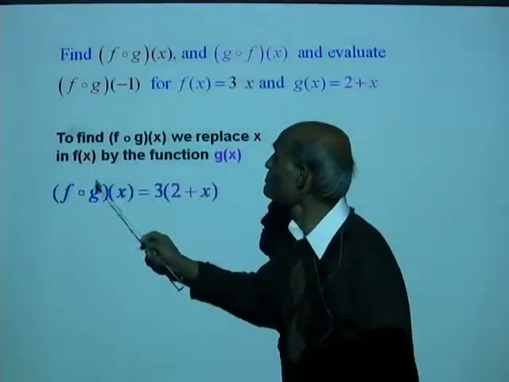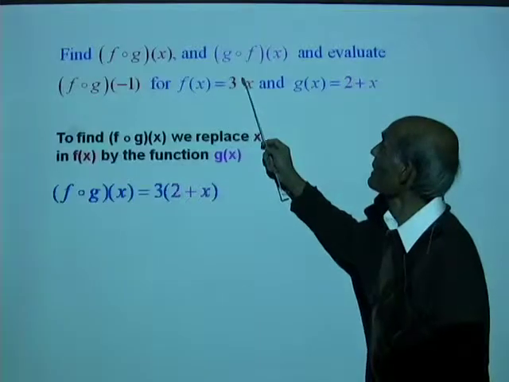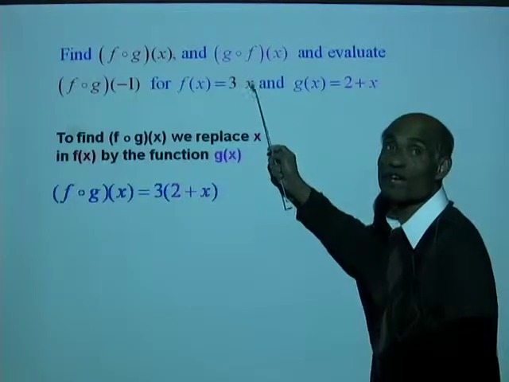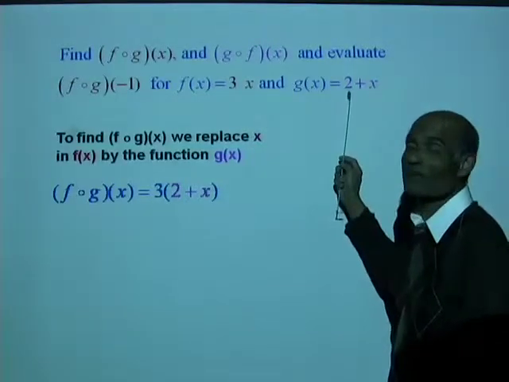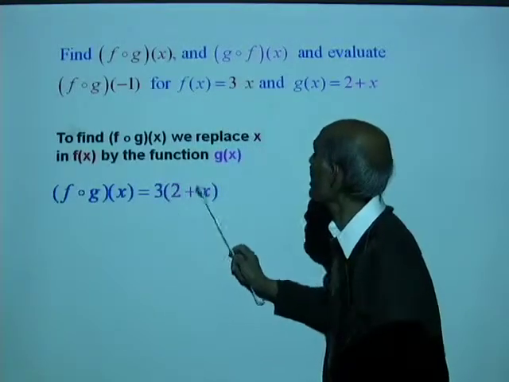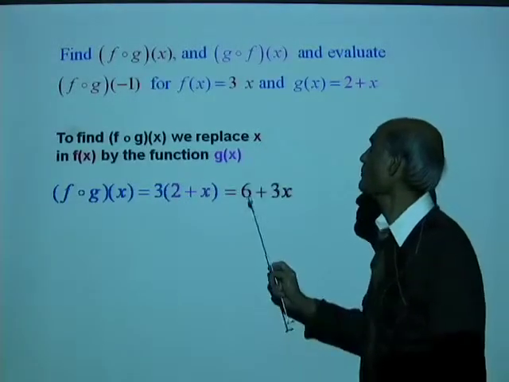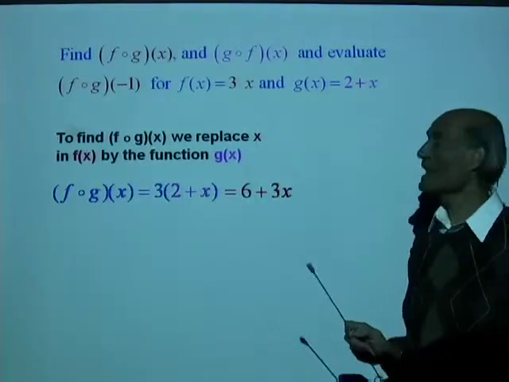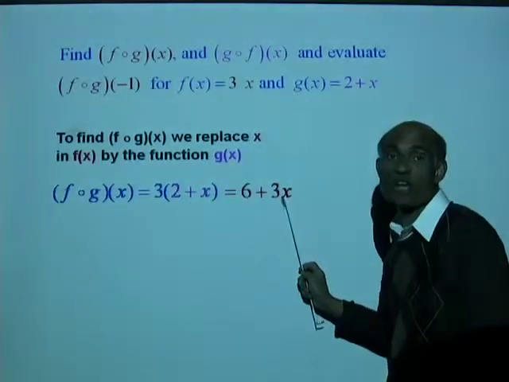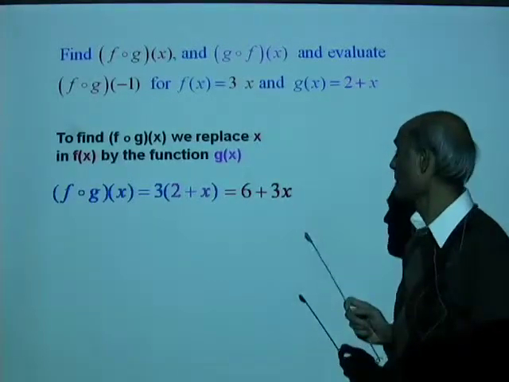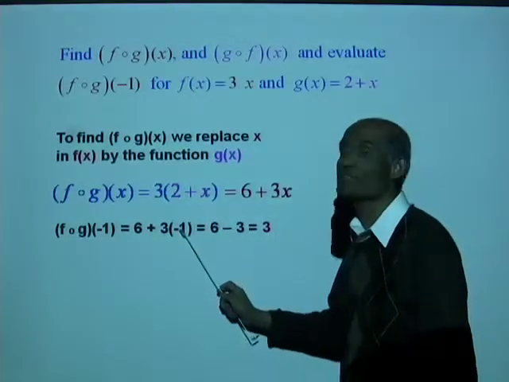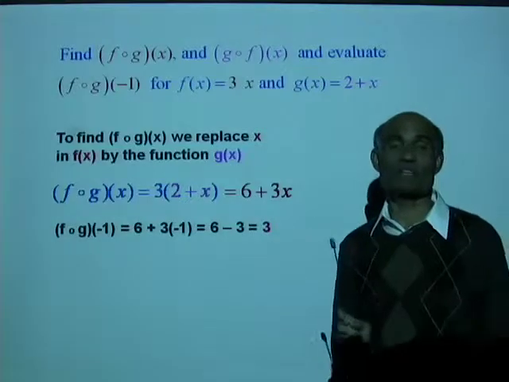Alright, f of g of x. This is f of x. F of g of x will be, in the function f of x, we replace this x by 2 plus x. So f of g of x will be 3x, that is 3 times 2 plus x. And that will be 6 plus 3x. And therefore, what is f of g of negative 1? F of g of negative 1 is obtained by replacing x by negative 1. That will be 6 plus 3 times negative 1, which is 6 minus 3, that is 3.